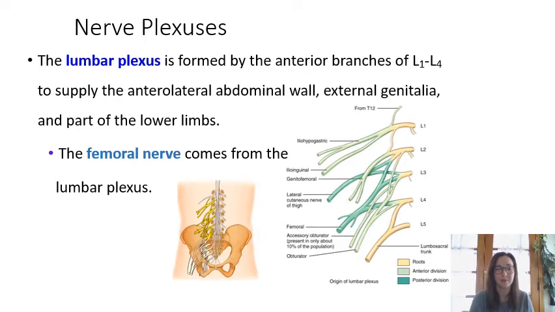Okay, and then moving down to the lumbar plexus. So the lumbar plexus is a branch of the lumbar nerves 1 through 4. They braid together and then they branch off of that. The femoral nerve is one of the largest nerves that comes off of this lumbar plexus.